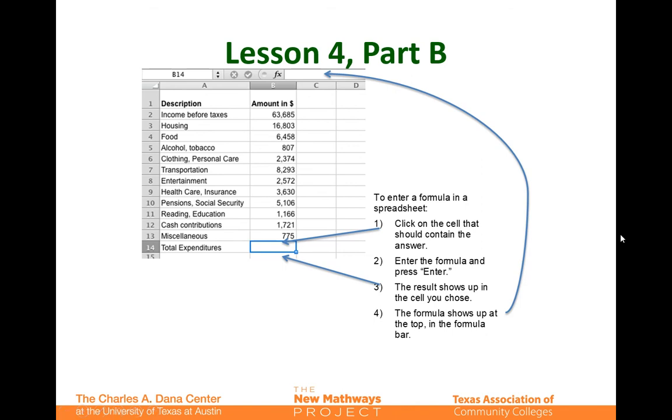Okay, this just shows you, we're not going to go with this, how you actually enter. You click on the cell. So if we wanted to get this total, we click here, enter, and then we would enter the formula up here, equals, and we would write the formula that we wanted.